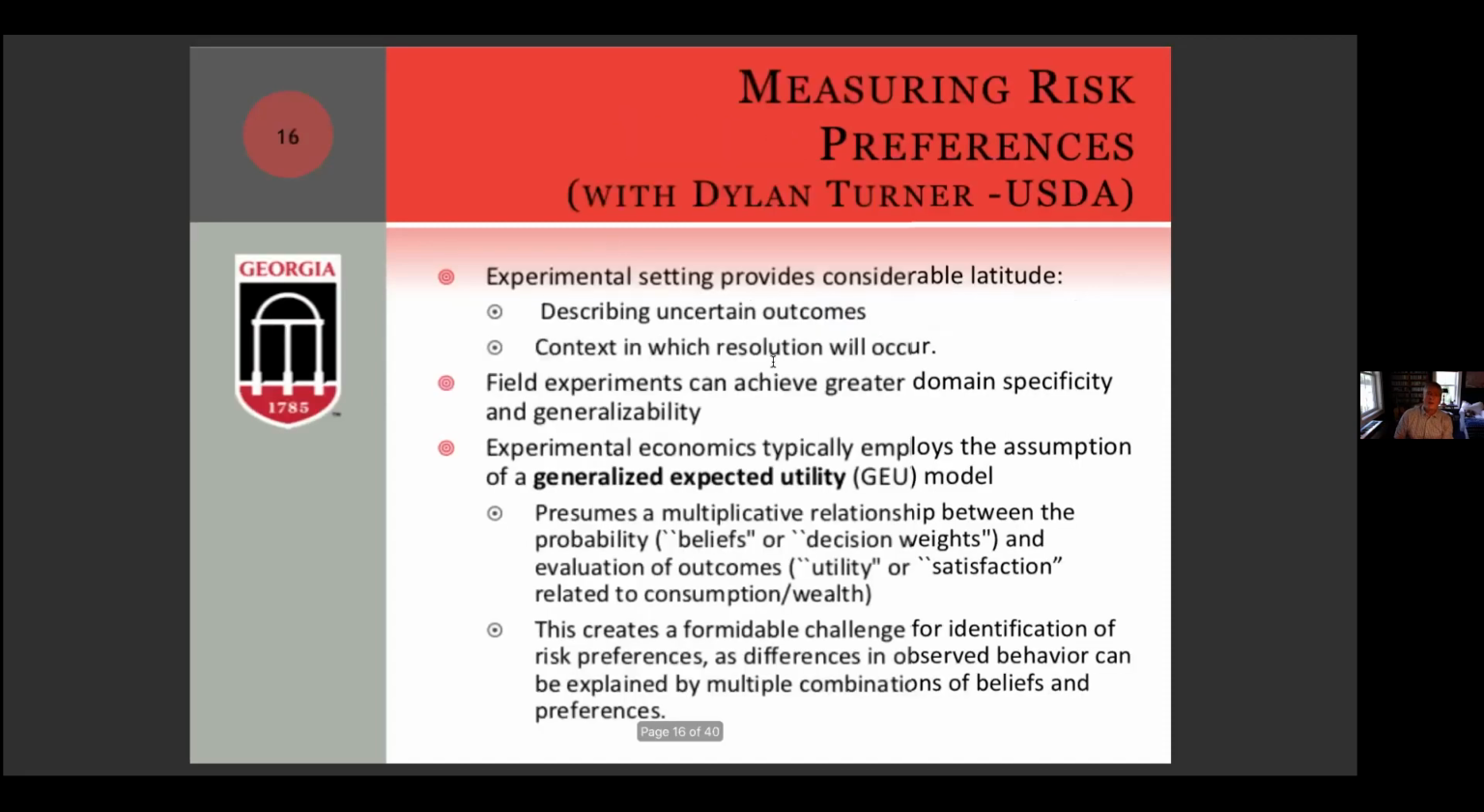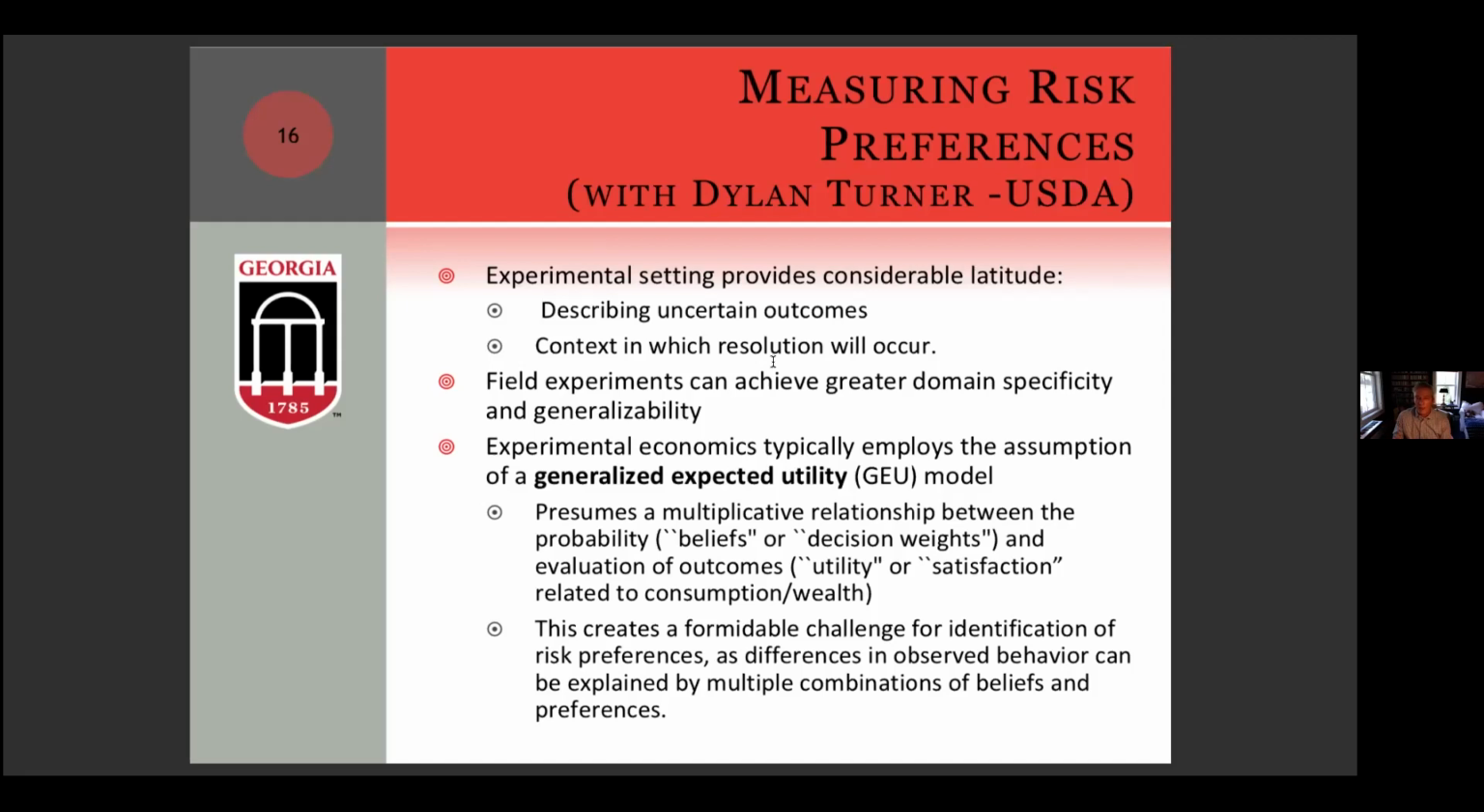So this paper is meant to measure risk preference in a very stylized and specific setting. So this involves doing field experiments, which give us a lot of control over describing an outcome and the context in which resolution of that outcome will occur. So instead of doing a laboratory experiment where I roll a die and I have people bet on the die, I want to take an experiment to the field because I want to observe people making choices in the field.